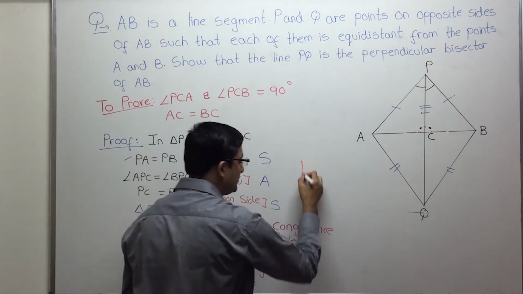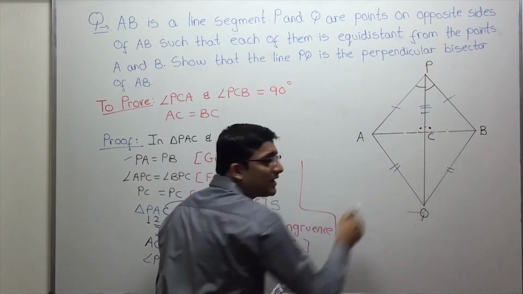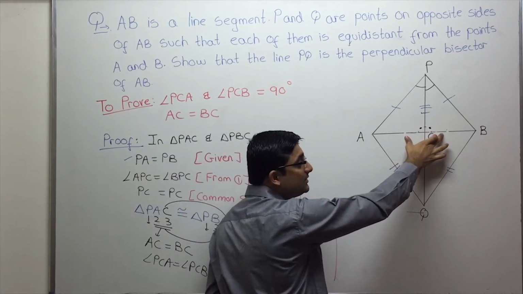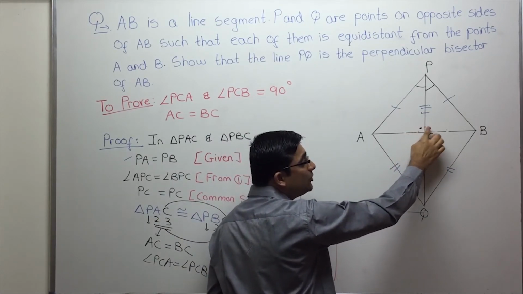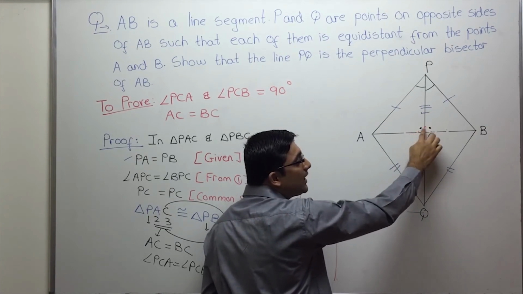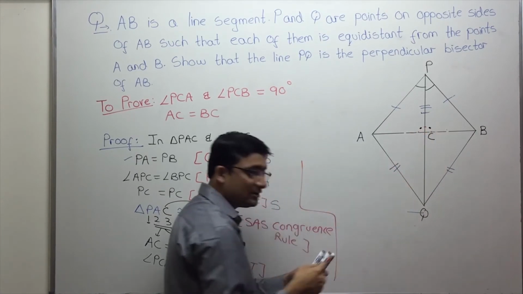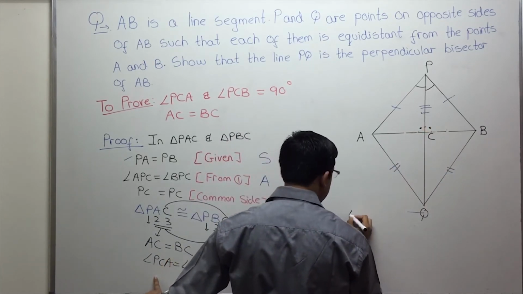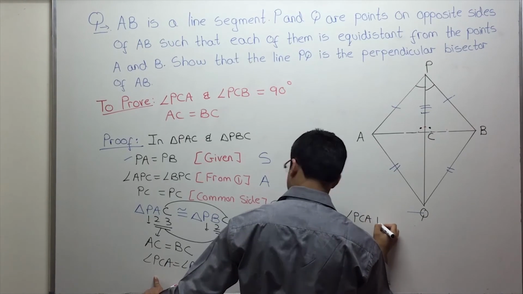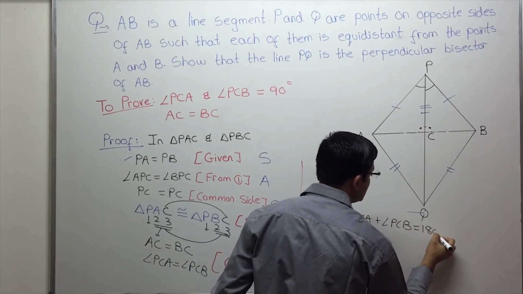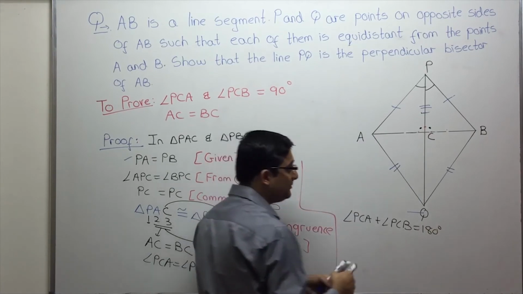So how do we show that? We know these two angles are equal, right? Now, what do we have over here? AB is a line segment. So whenever we have two angles next to each other on a straight line, they form a linear pair. So the sum of the two angles will be 180. So angle PCA plus angle PCB is equal to 180 degrees. What is the reason? Linear pair.